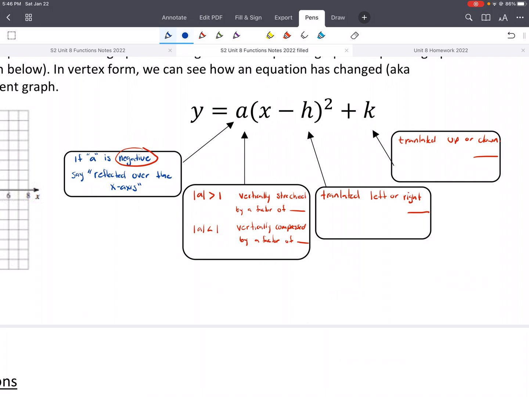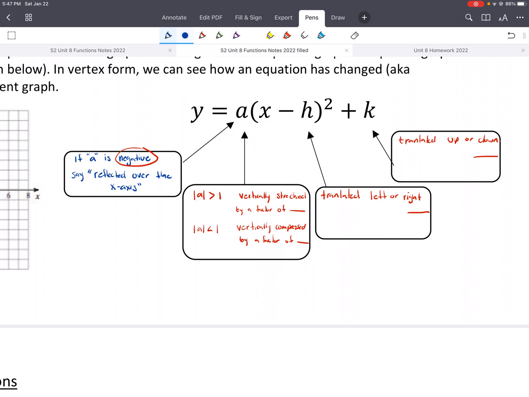So if A is negative, it's being reflected over the x-axis. And if A is greater than 1, it looks like it's being stretched. It's more skinny, vertically stretched by a factor of 2, or vertically stretched by a factor of 4. Okay, and if A is less than 1, like a half or a third or 3/4, then it's vertically compressed by a factor of a half or 2/3 or 3/4, okay?